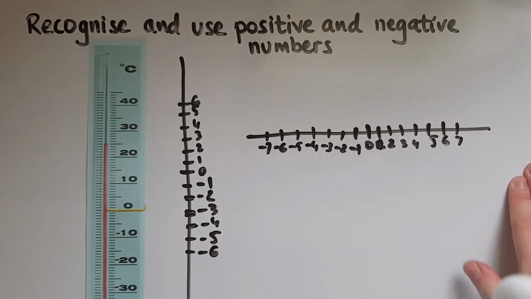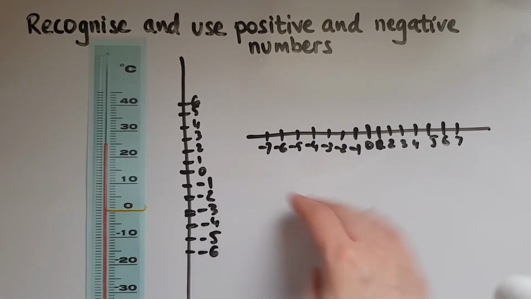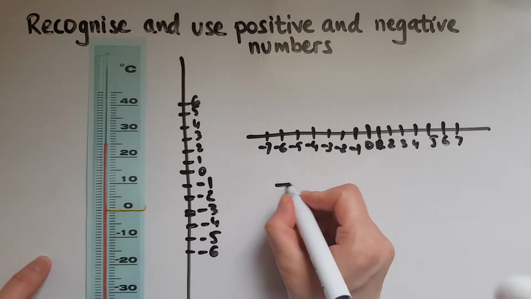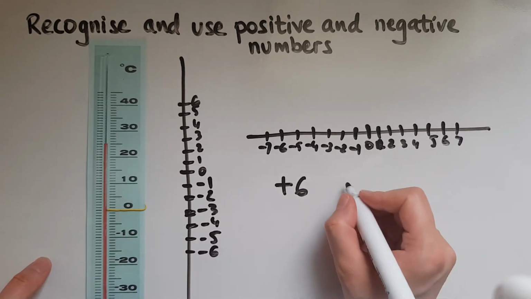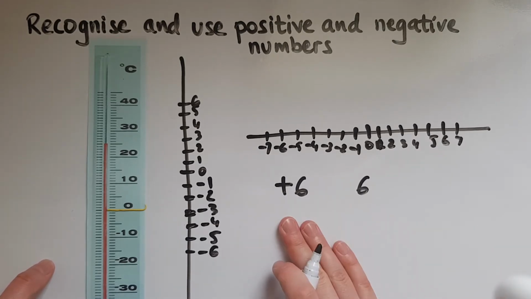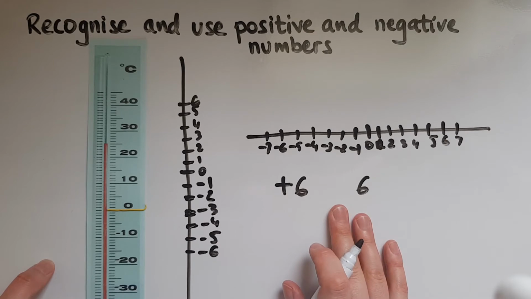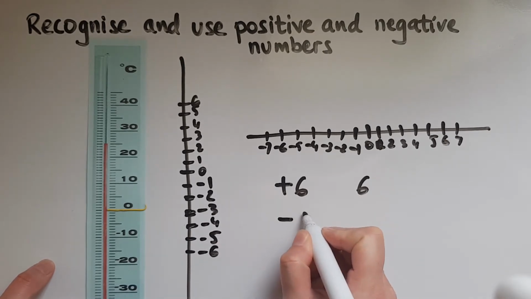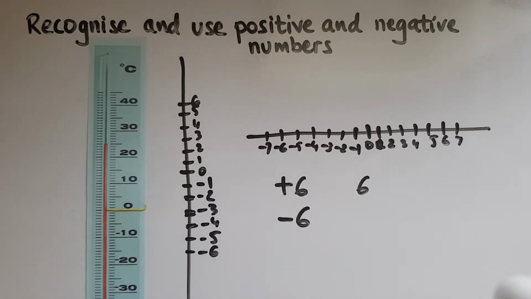So these are the positive temperatures and these are the negative temperatures. These are the positive numbers, these are the negative numbers. So recognizing them is easy. If they have a plus sign in front, say +6, it is the same as 6. Even if the number doesn't have the plus sign in front, it means the same thing. But if you see a -6, that means a negative number.